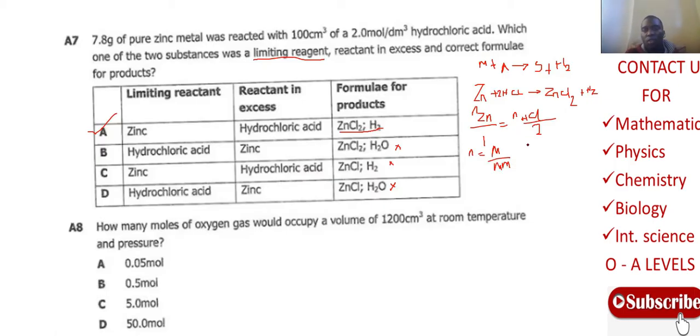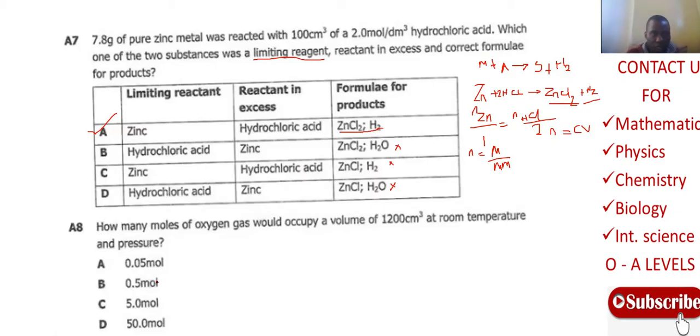Then for this one, because what you've been given is concentration and volume, you can use number of moles equals CV. And you can use this one also. It can help you, but in this instance, all you needed was a reaction equation so that you determine the product, and the answer will automatically come out as A.